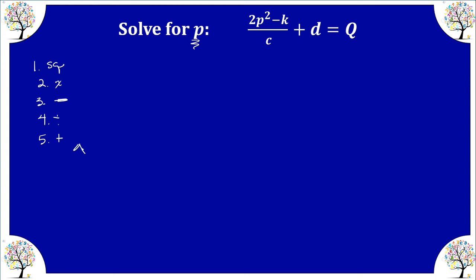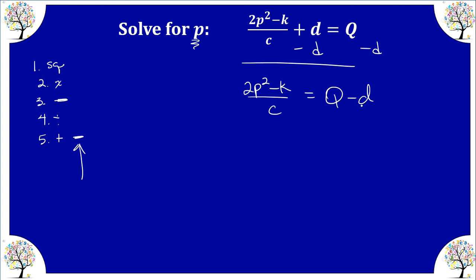Okay, so we're going to work backward. We're going to undo addition by subtraction. So we're going to subtract d from both sides. Notice that the d comes after the q that is already there. That's very important. It comes at the end.